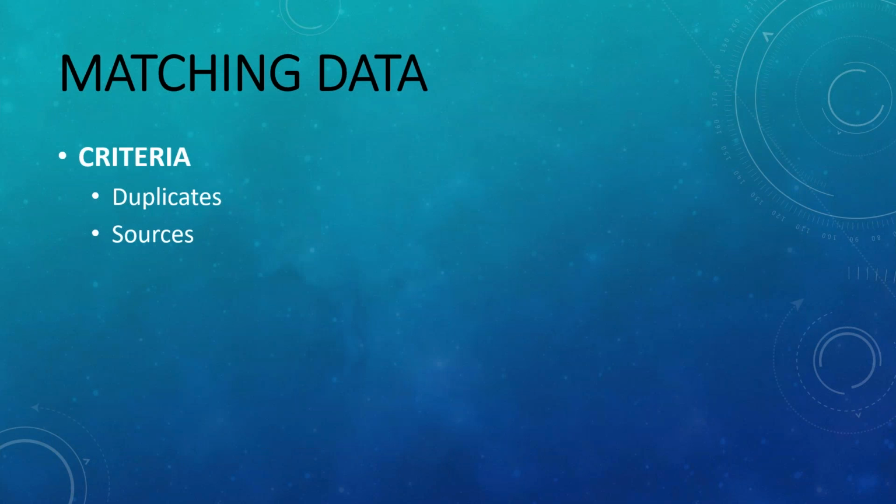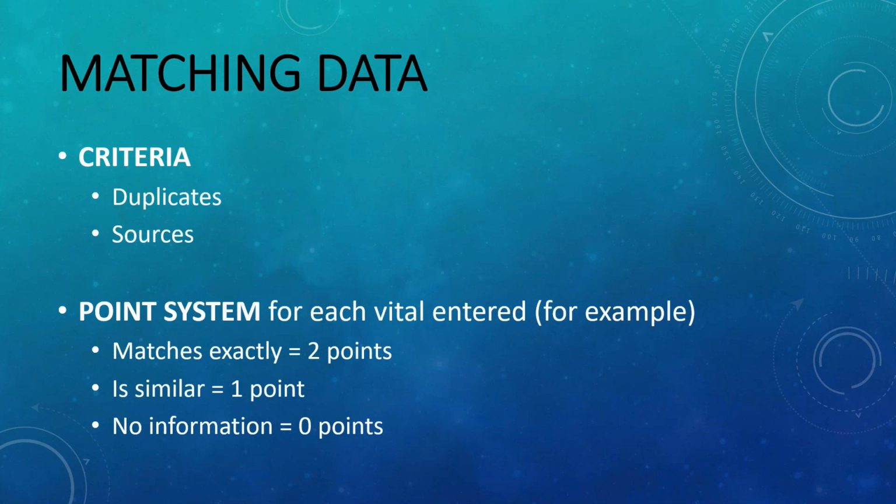So I know that they use criteria to program in how FamilySearch looks for records or duplicates. And so understanding how that works dictates how I enter the information. So let's just say, for example, that there's a point system given for anything that's entered in there. And if something matches exactly, let's say it gives it 2 points, and if it's similar, it's going to get 1 point. And if there's no information, then there would be 0 points.